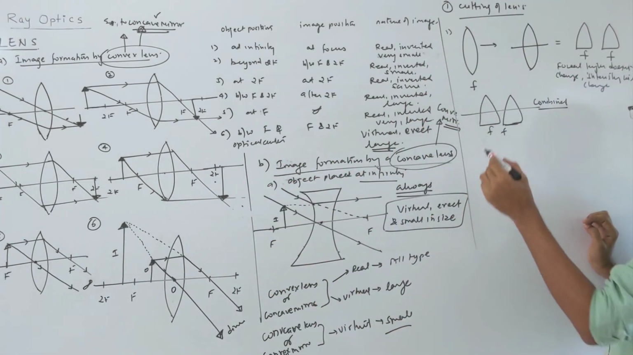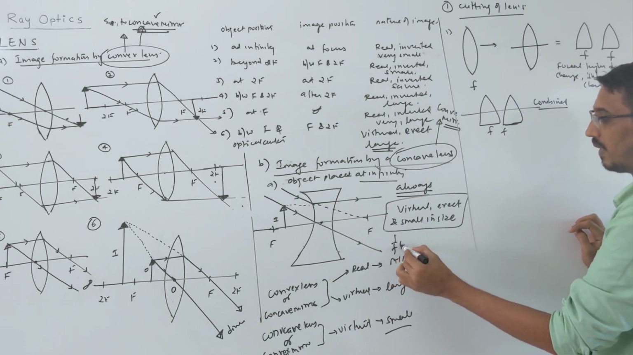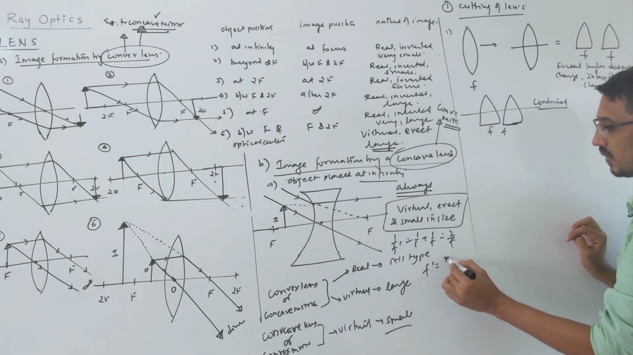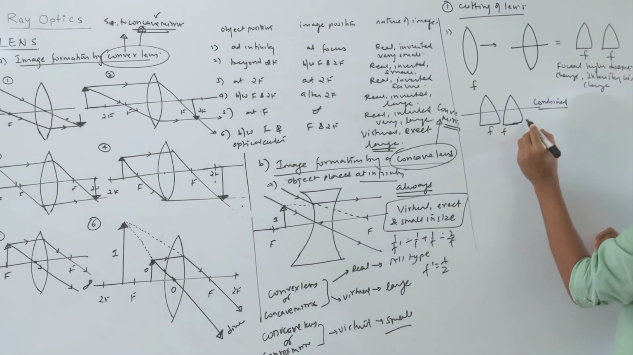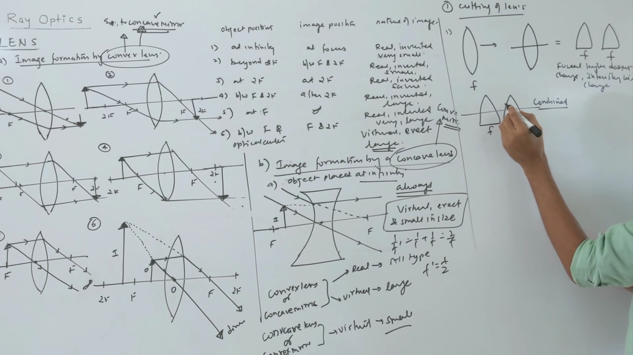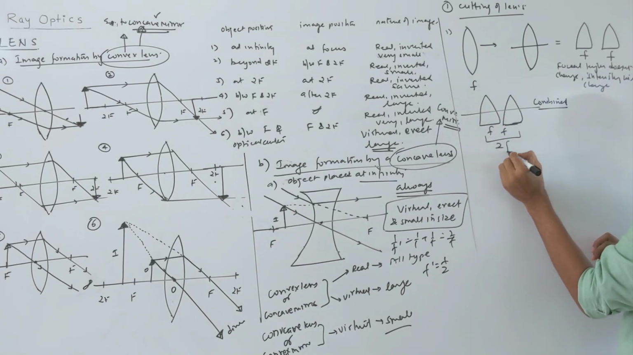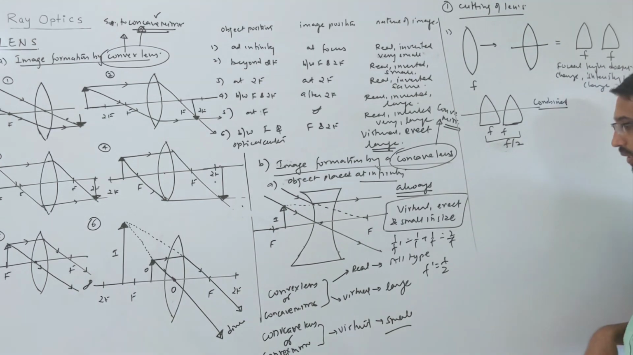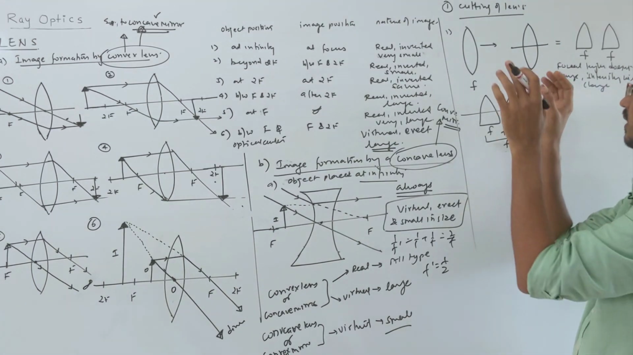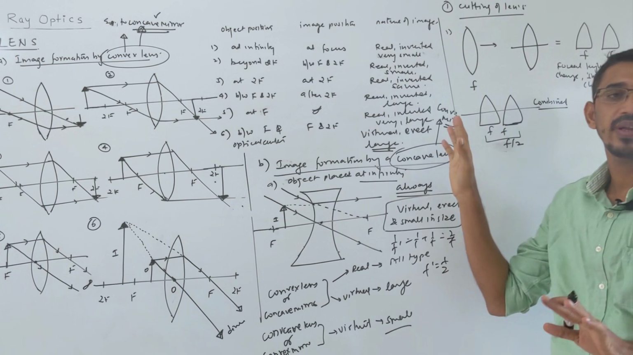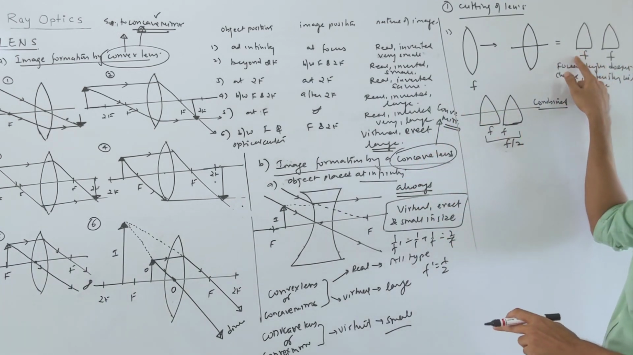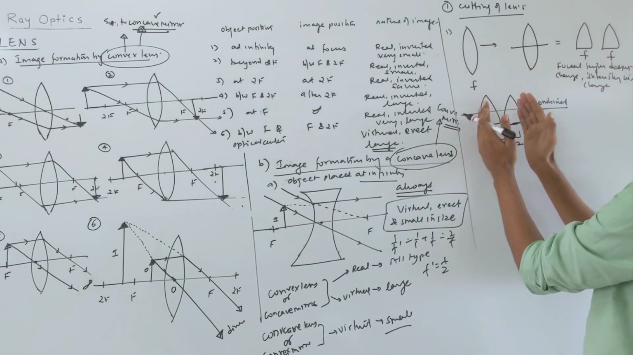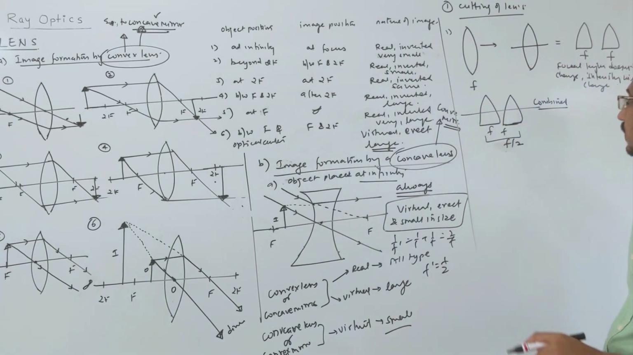If these two focal lengths are added, thickness increases. So 1 by f net is 1 by f plus 1 by f, which is 2 by f, so f dash becomes f by 2. Sorry, I wrote it wrong, it is f by 2. This is the net focal length. I cut this lens of focal length f into two pieces. Each piece has focal length f only, no change. I put them together this way, then the focal length becomes f by 2.